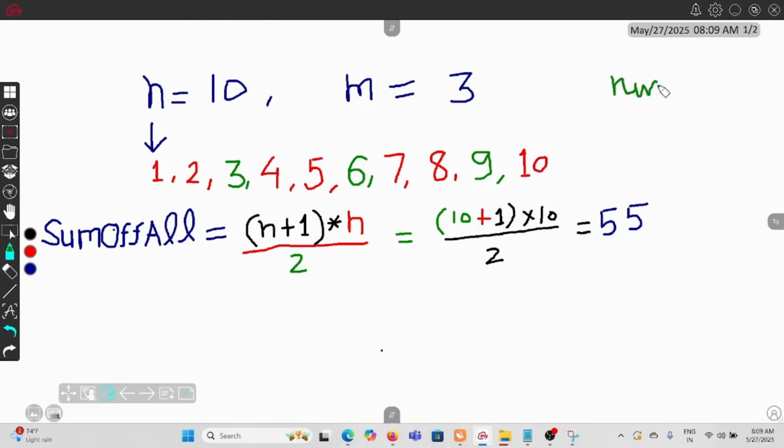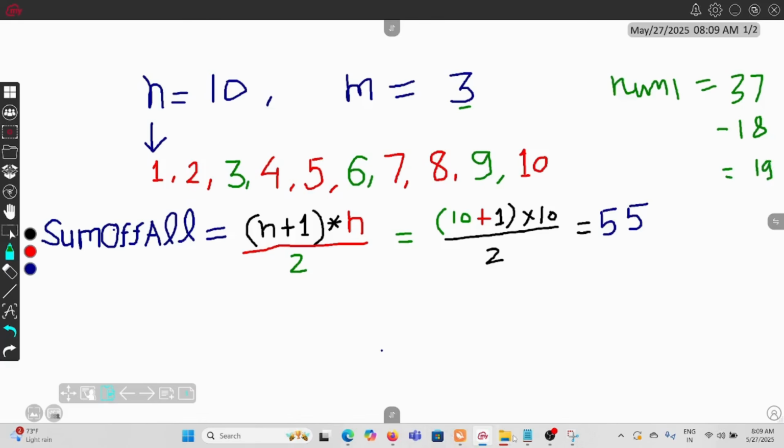So num1, if we sum all of them, would be 37, right? Now if we sum all the green ones which are divisible by this m, 3 plus 6 plus 9, this is 18. So 37 minus 18, what would the answer be? 19. So 19 should be our answer. This is what we have to show.